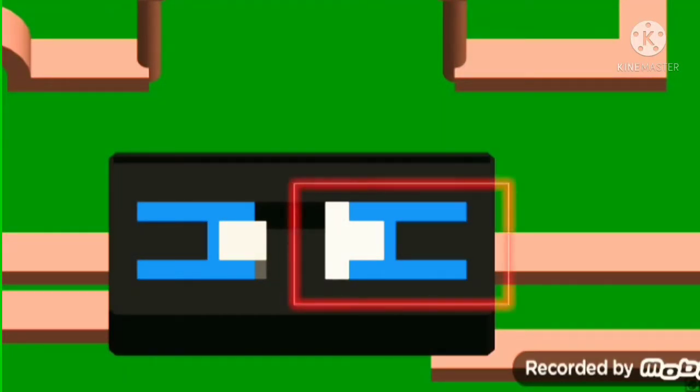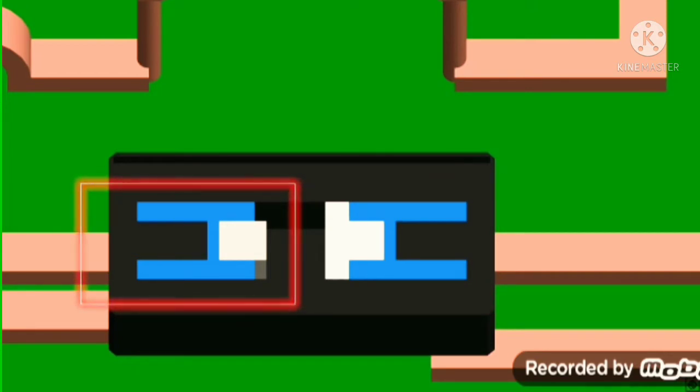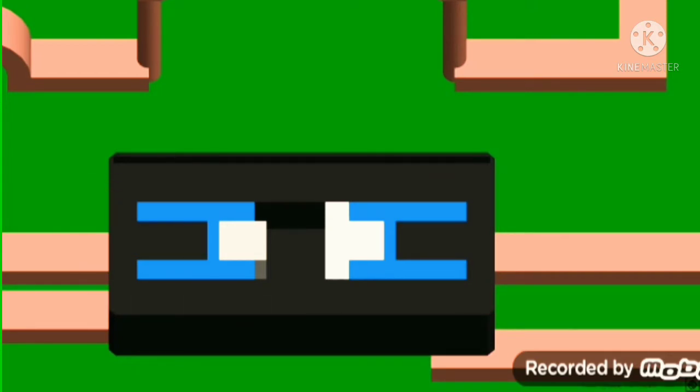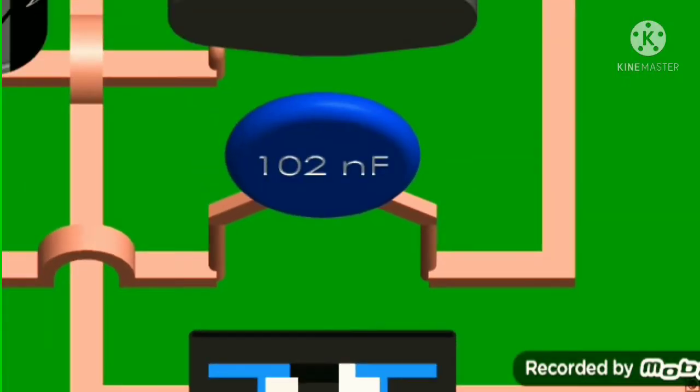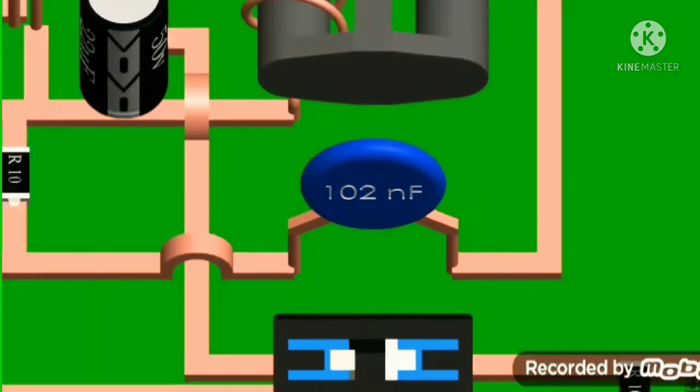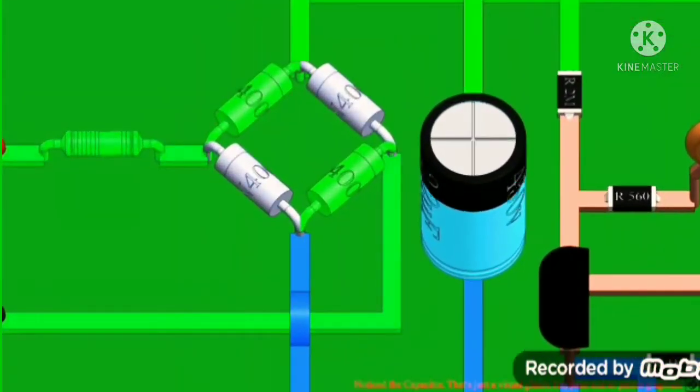This is an optocoupler. It is used for transmission of signal without contact. On the right side we have an infrared LED, and on the left is a phototransistor. When the LED turns on, its light turns on the base of the phototransistor, turning it on. This capacitor is of 102 nanofarad, used for safety purposes. It is connected between primary and secondary grounds to stop electromagnetic interference. Let's turn it on and see it in action.